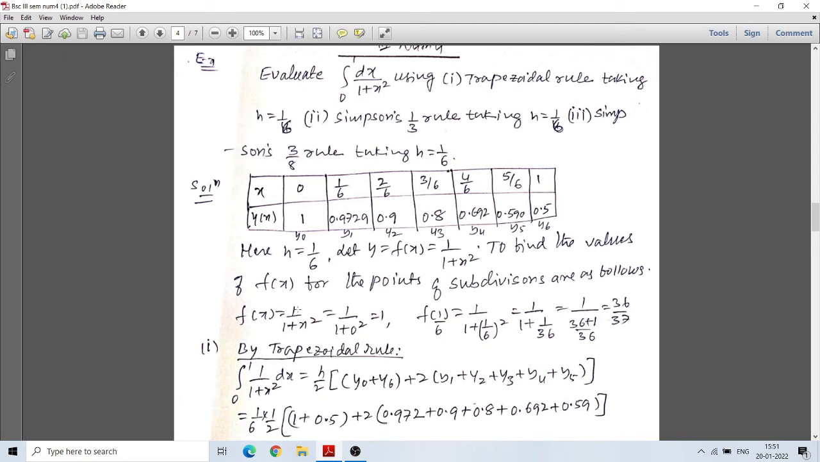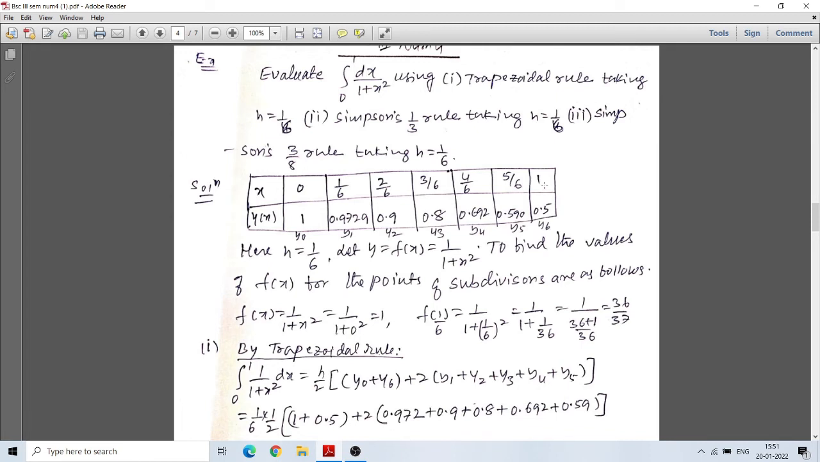Put x equal to 1 by 6 in f of x is equal to 1 by 1 plus x square. f of 1 by 6 is equal to 1 divided by 1 plus 1 by 6 whole square, which is 1 by 36. Then take the LCM and take the numerator, we get 36 by 37. Writing 36 by 37 in decimal form, 0.9729. Like this we can substitute x value as 2 by 6. We simplify it, we get 0.9. Then 3 by 6 gives 0.8. 4 by 6 gives 0.692. 5 by 6 gives 0.590.